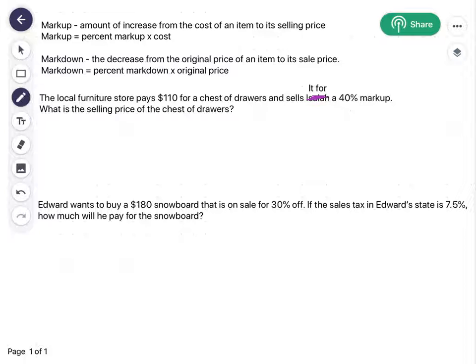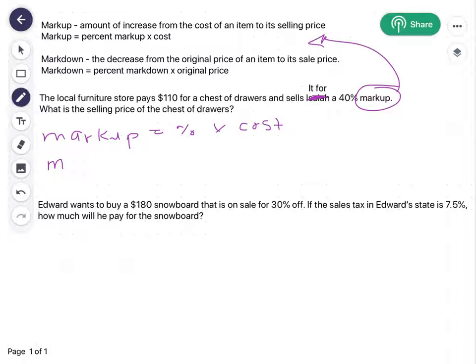So it says markup here. We just have to look up here for the equation for markup, and that is that the markup equals the percent of the markup times the cost. It says what is the selling price for the chest of drawers, so we're finding the markup. The markup is the selling price. That's what they're selling it to us for. So we don't know the markup, so we're just going to use M.